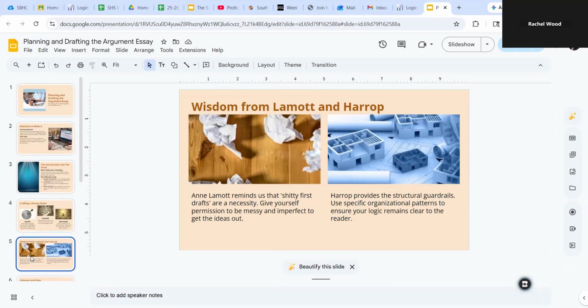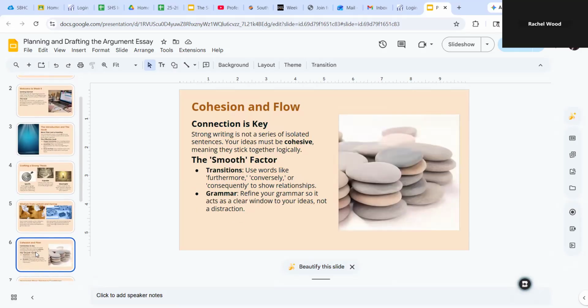The second aspect is that Harrop provides the structural guardrails for us. She gives you the specific organizational patterns to ensure your logic remains clear to your reader. That being said, cohesion, I mentioned it a few minutes ago. Connection is key. Strong writing is not a series of isolated sentences. Your ideas have to be cohesive. They have to connect. They have to be like that train, meaning that they stick together logically. So you want to make sure that you are employing those transitions.